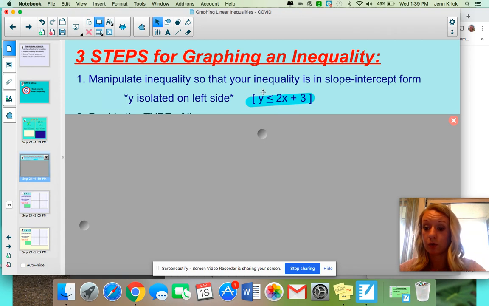I will show you that if you're given your inequality in standard form and you need to manipulate it to change it, I'll show you how to do that in this presentation as well, so don't worry.